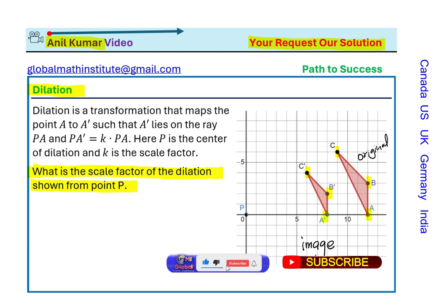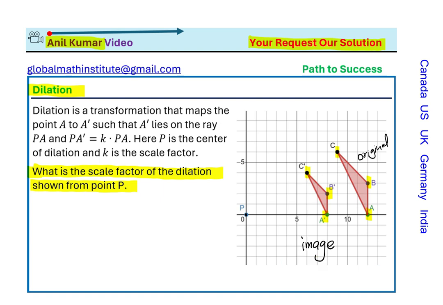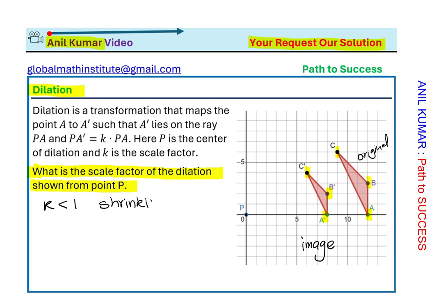Now, scale factor really means that dilation could be enlargement or shrinking. In this particular case, you can see that the image is shorter than the original. That means the scale factor, which normally we write as k, is less than 1, because it is shrinking. The question is, what is the value of k?